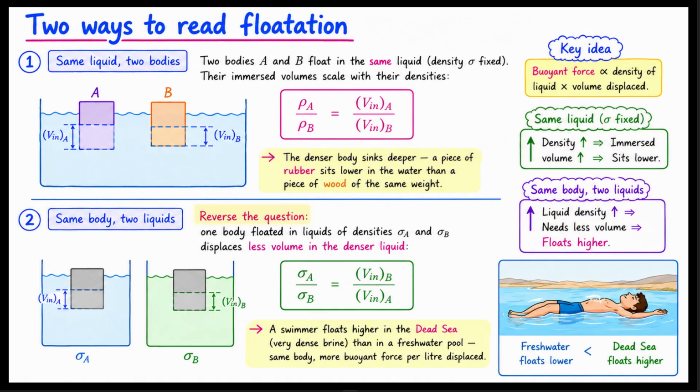Reverse the question. Float a single body in two different liquids with densities sigma sub A and sigma sub B. In the denser liquid, the body has to displace less volume to get the same buoyant force. So sigma sub A over sigma sub B equals Vn sub B over Vn sub A. A swimmer floats higher in the dense brine of the Dead Sea than in a freshwater pool. The body is unchanged. Only the buoyant force per liter displaced changes.